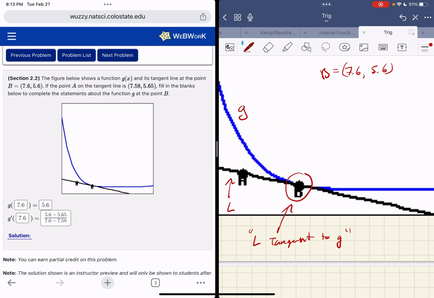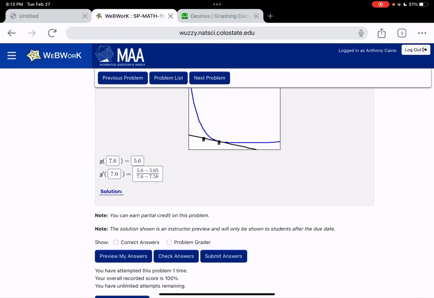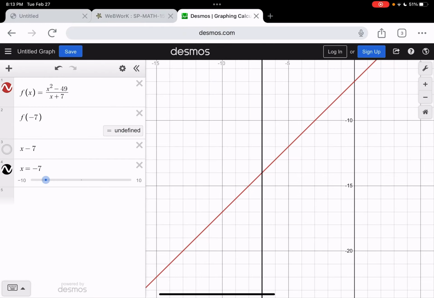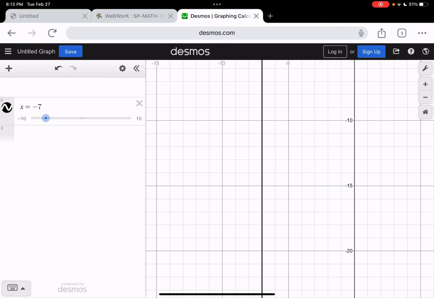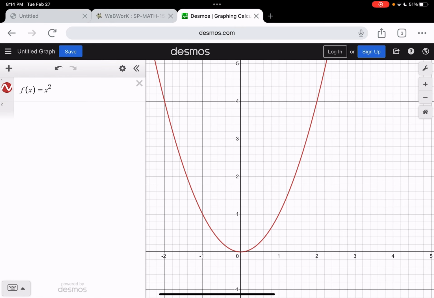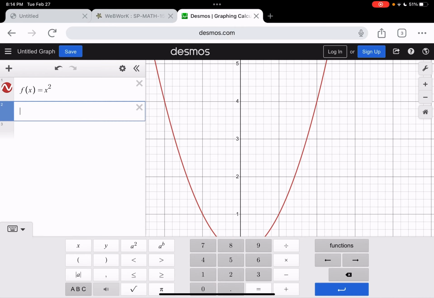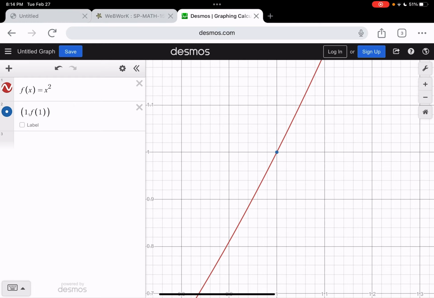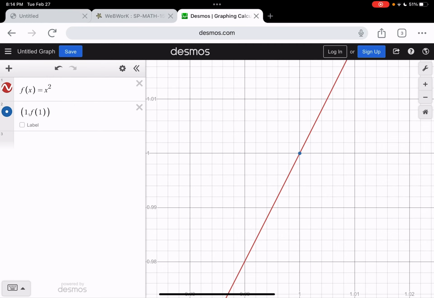Let me show you an example of this really quickly, and if you're in my class, this is how I started a lecture one day. So let's just do f of x equals x squared. Let's hit the home button, there we go. And if I focus on, say, 1, f of 1, there's that dot, and I zoom in, eventually it looks like a line, right?